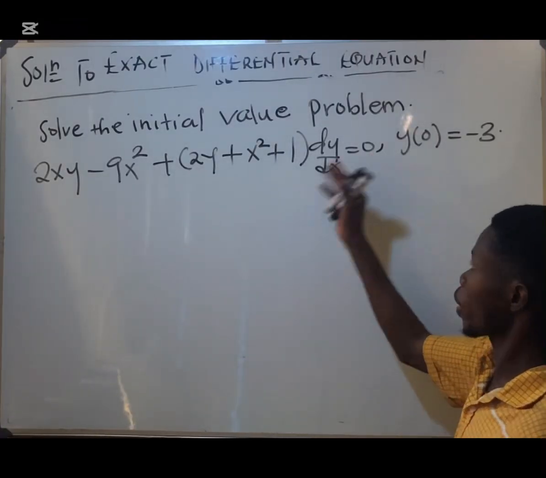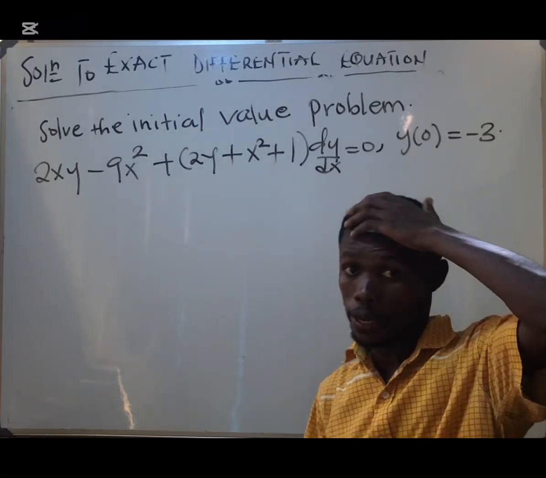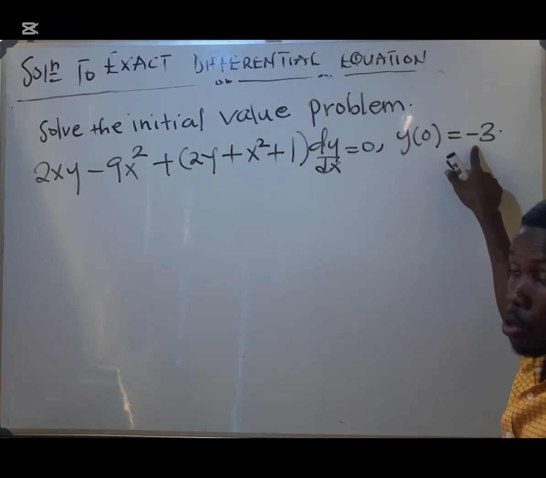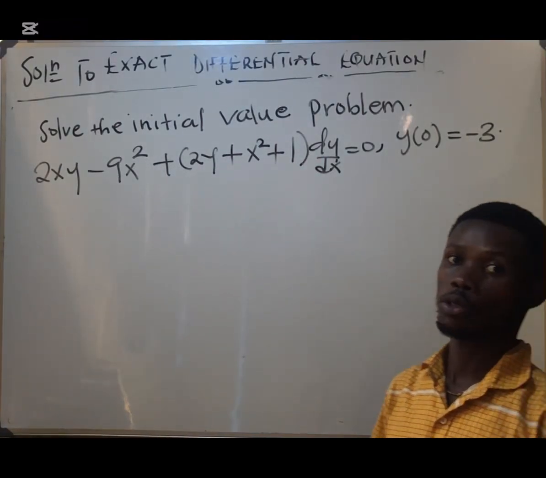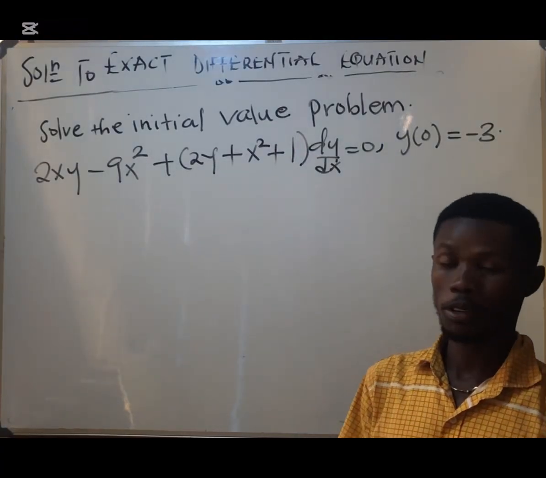Solve the initial value problem. So this is the problem given, and this initial condition. There has been given an initial condition, y of 0 equals negative 3. So when we finish, we will put it there so that we get a particular solution. I have already told you. And when the initial condition is given and you use it, it becomes a particular solution, no more a general solution.